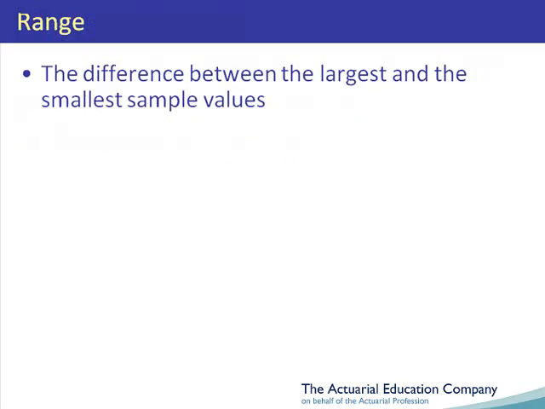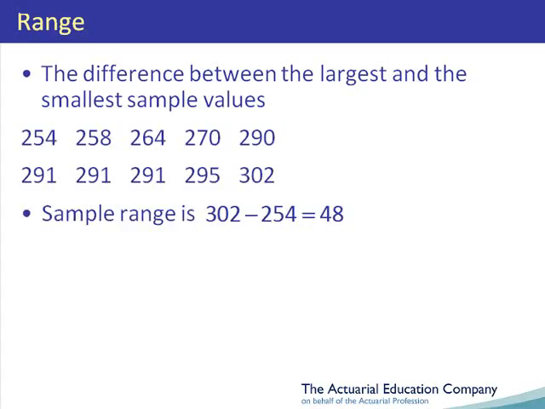The first measure of spread that we introduce is the range. This is very simple to calculate. We take the largest sample value and subtract the smallest sample value. So, for the sample of 10 claim amounts that we used in earlier units, the sample range is given by 302 minus 254, which is equal to 48.